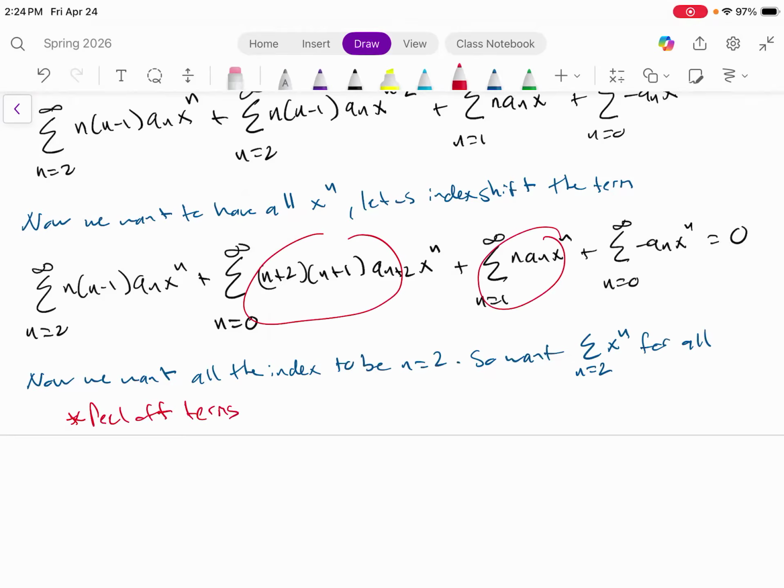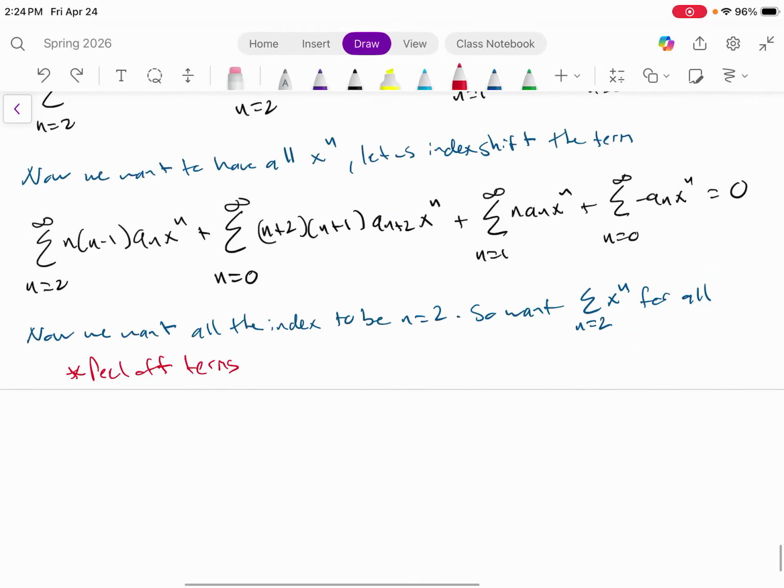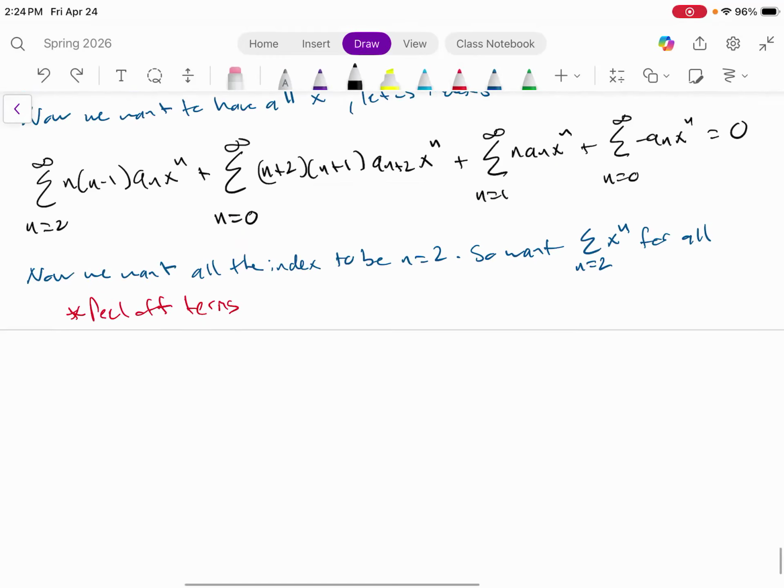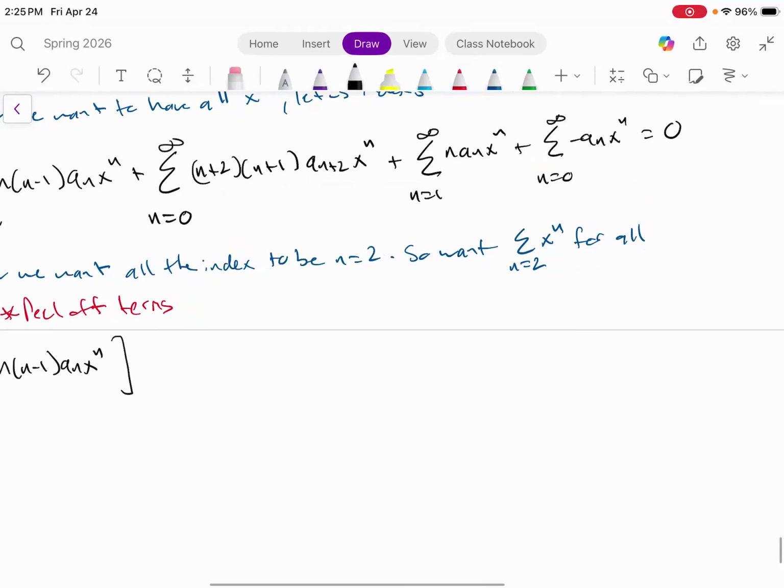I need to peel off n equals 1 for this third term, and n equals 1 and n equals 0 for this fourth term. So just be careful with your algebra when you're plugging in these terms. I'm gonna put brackets just to show the different peeling off. So for this first term, it's already at n equals 2, so you don't have to peel anything off there. But the second term, we need to peel off n equals 0 and n equals 1.